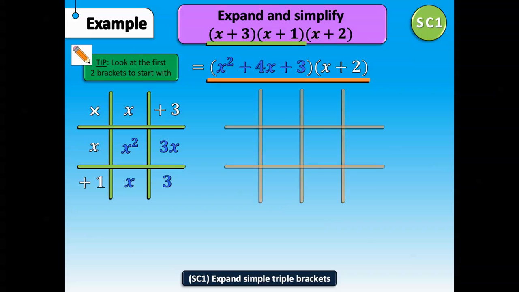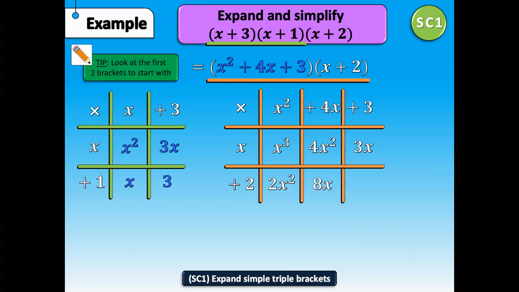And we're going to multiply that by the third bracket. So again, we're going to use a grid method with x squared plus 4x plus 3 at the top and x plus 2 at the side. And again, we're just going to multiply everything together. So x times x squared would be x cubed. 4x times x would be 4x squared. 3 times x would be 3x. x squared times 2 would be 2x squared. 4x times 2 would be 8x. And 3 times 2 would be 6.